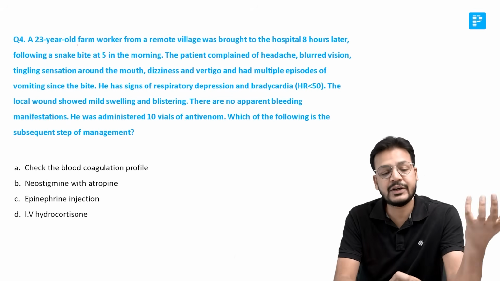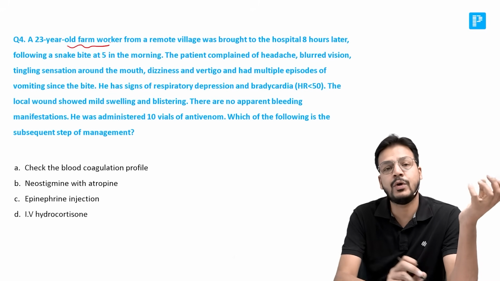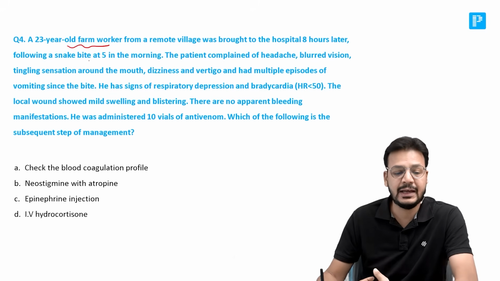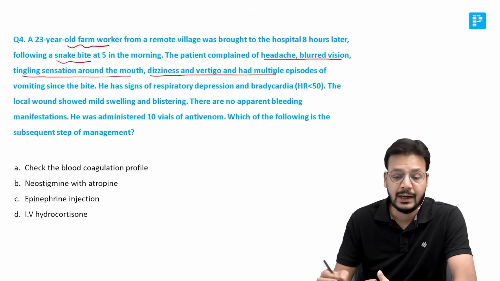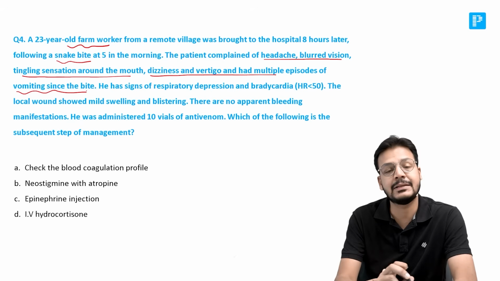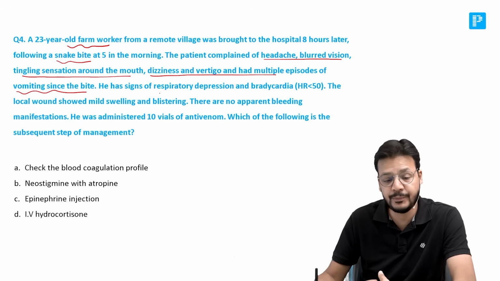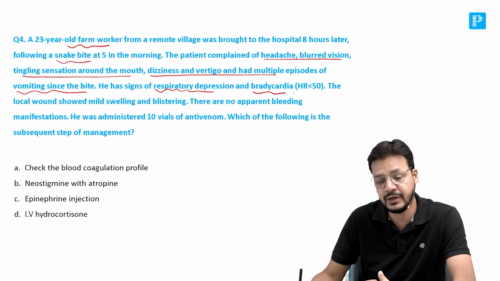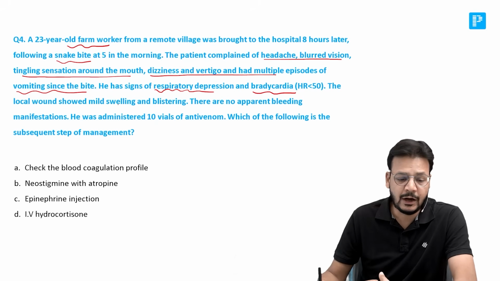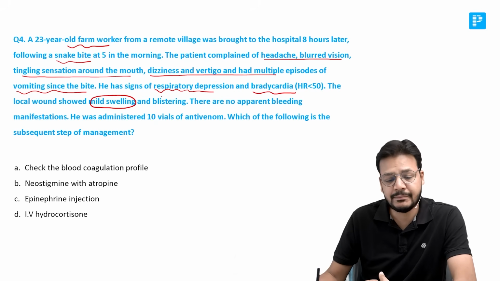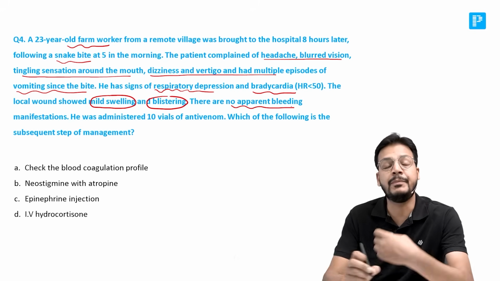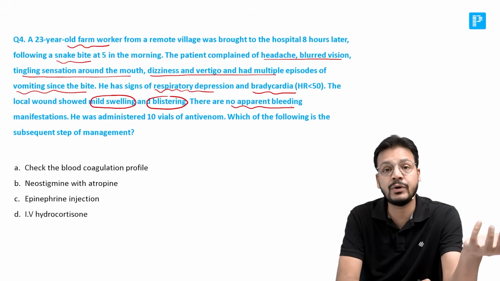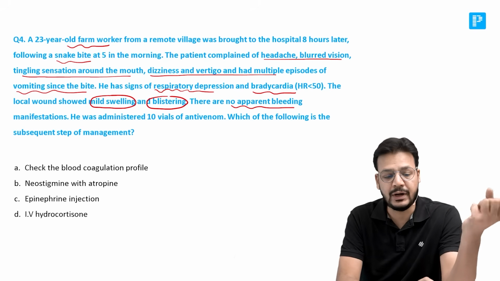Now friends, this is a question. A 23-year-old farm worker with a history of snake bite has a headache, blurred vision, tingling sensation of the mouth, dizziness, vertigo, and had multiple episodes of vomiting since the bite. But sir, a very important catchy point is respiratory depression and bradycardia. Now, at the local site, there is mild swelling and blistering, but a very important feature, no apparent bleeding. No apparent bleeding means vasculotoxic bite or viper is ruled out.